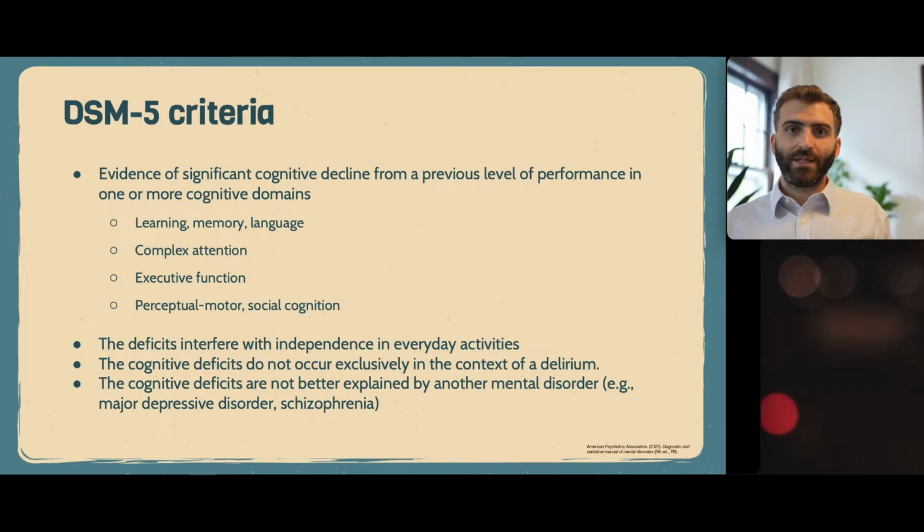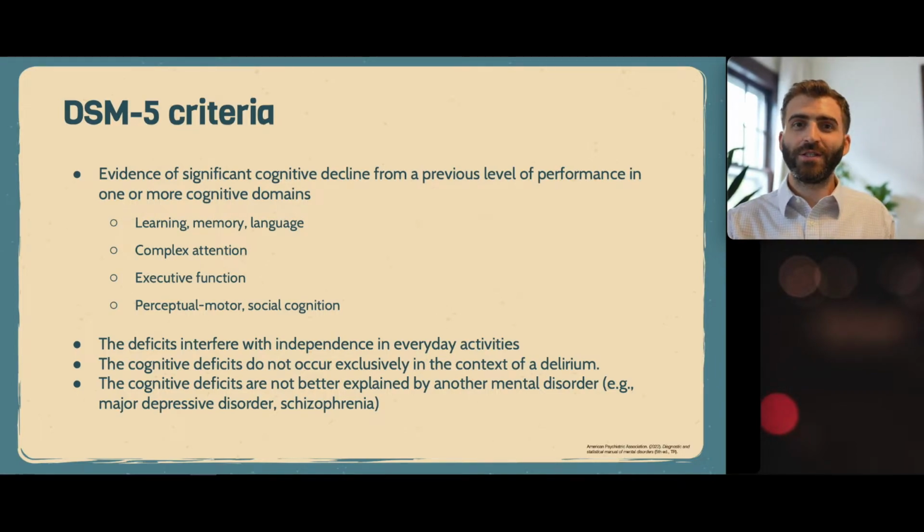There is a DSM-5 criteria section just for general neurocognitive disorders. So this is what it is here. Evidence of significant cognitive decline from baseline in regards to learning, memory, language, and so on. They interfere with everyday activities. They do not occur exclusively in the context of delirium, and so on.